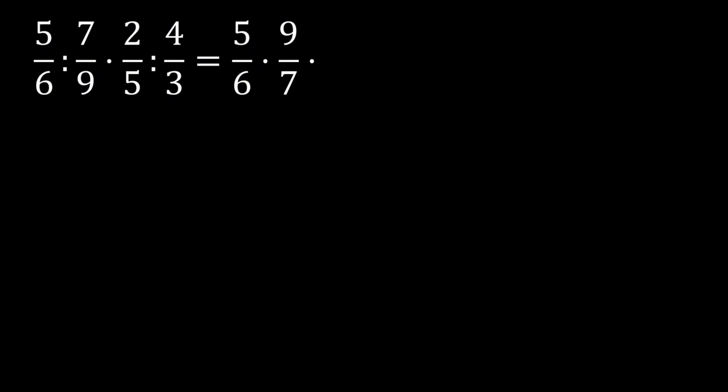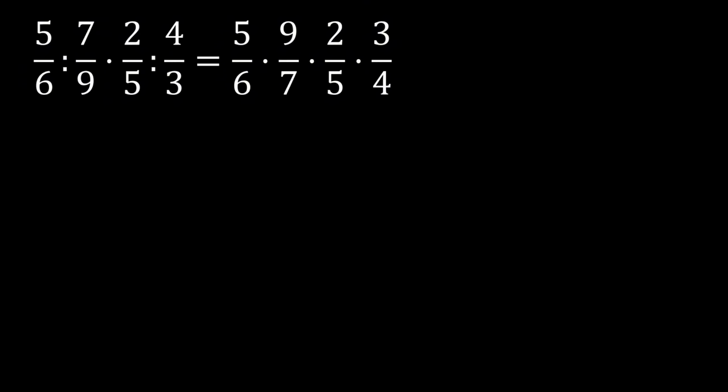Next, we have 2/5 divided by 4/3. We flip 4/3 to become 3/4, and again replace division with multiplication. So this part becomes 2/5 times 3/4. Now we put it all together. 5/6 times 9/7 times 2/5 times 3/4.